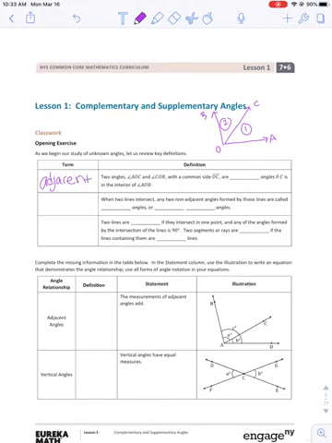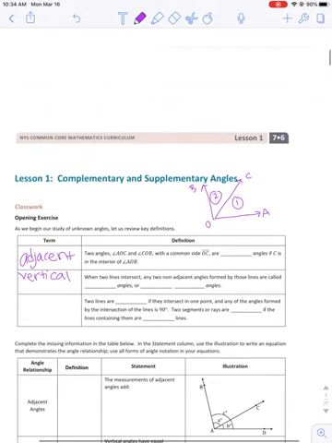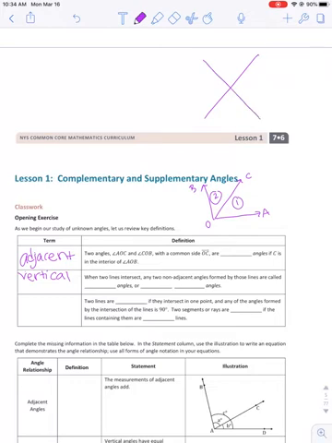All right. When two lines intersect, any two non-adjacent angles formed by those lines are called vertical angles. And I see they're going to want a second definition. So what this means is we have two lines that intersect. Kind of looks like this. And none of them are adjacent. So we have angle 1 here and angle 2 here. They're not adjacent. They don't share a side. They just share the vertex in the middle. So those are called vertical angles.